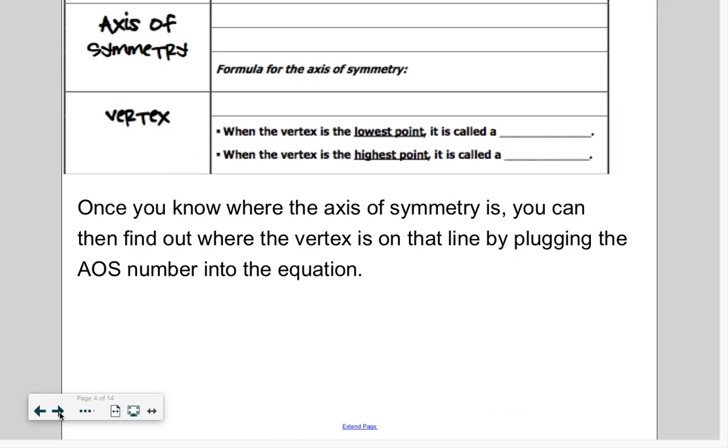The axis of symmetry is the line that goes down the middle. This is a vertical line going down the middle.